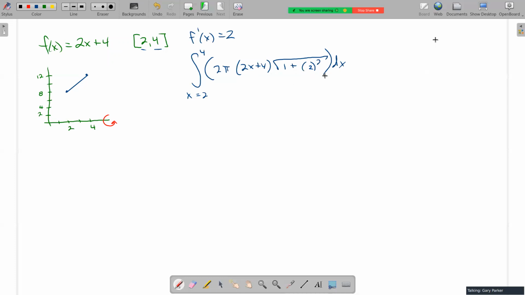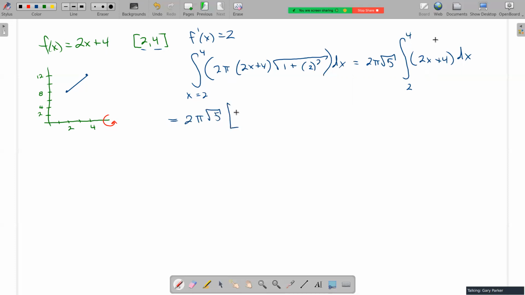Fortunately, that ends up just being a constant. Sometimes these can be pretty tough integrands to find an antiderivative for, but this one's not bad. 4 plus 1 is 5, so I have the square root of 5. So cleaning this up a little bit, I can pull out a 2 pi square root of 5. Now, I could also factor a 2 out of the function, but I'm not going to worry about that. So essentially, I have this constant times my function here. And that's not bad to find an antiderivative for. So we get our constant 2 pi square root of 5.